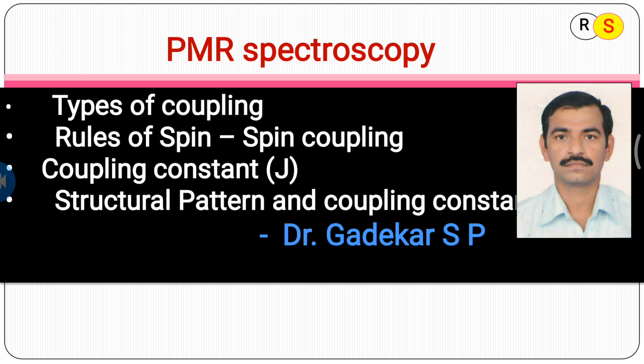Today we will discuss PMR spectroscopy, in which we discuss types of coupling, rules of spin-spin coupling, coupling constant J, and structural pattern and coupling constant. So these four points will be discussed in today's lecture.